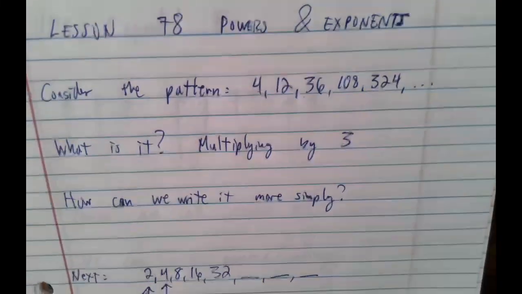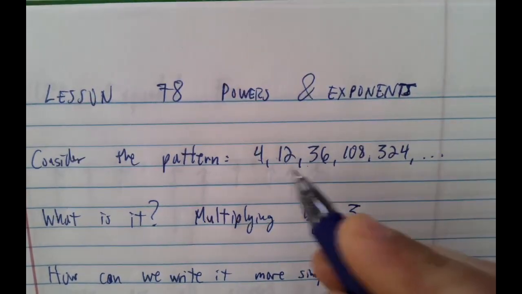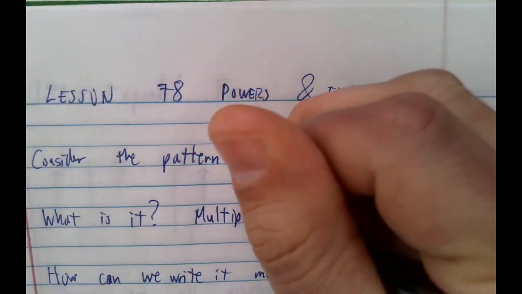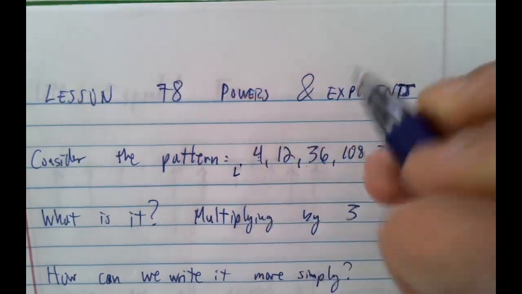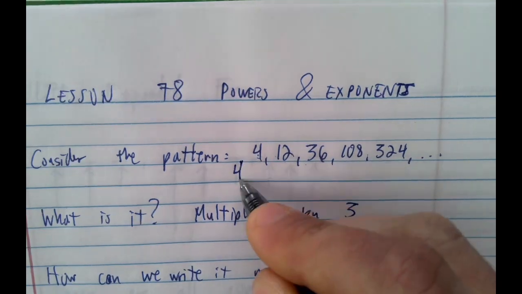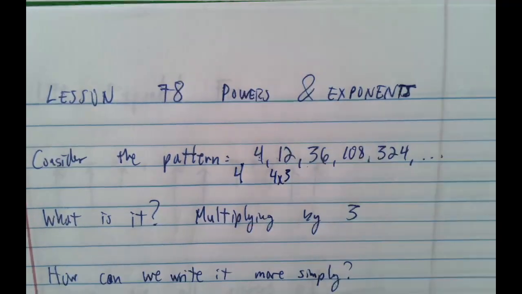Well, what would happen if we repeatedly multiplied by something? So in this first example, we're repeatedly multiplying by 3. So what I'm going to have you think about is, well, this is 4 times 3 one time. No, actually, that's not 4 times 3 any times, is it? So that's just 4. But this is 4 times 3 one time. How could you write that for 36?